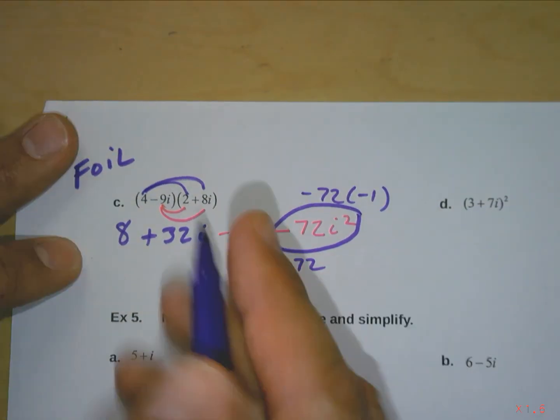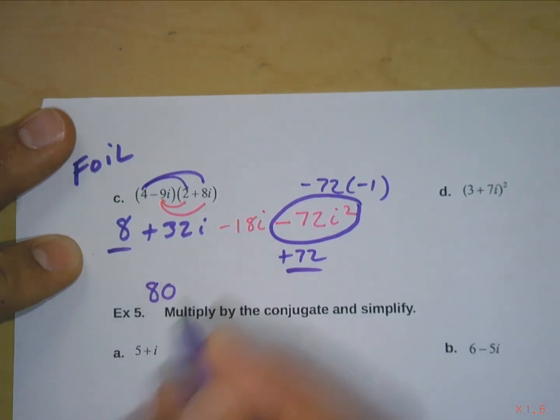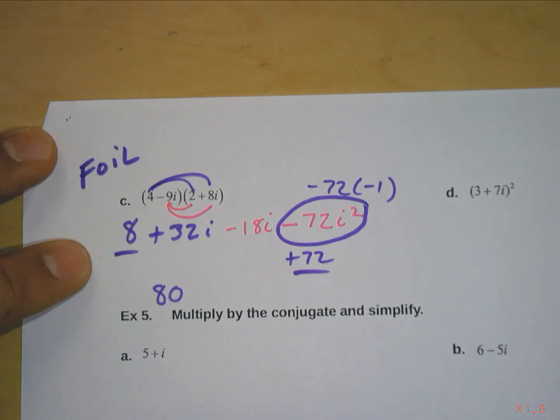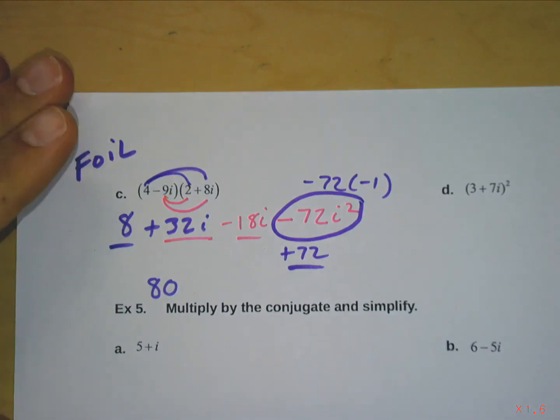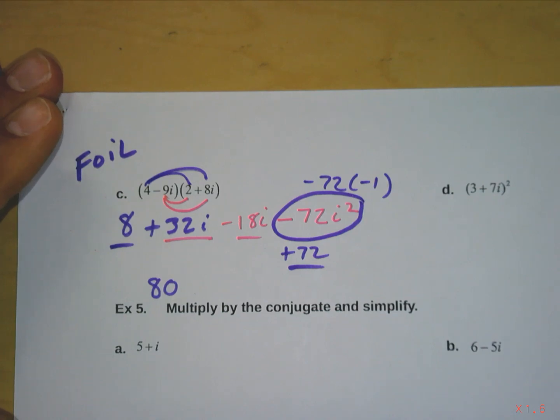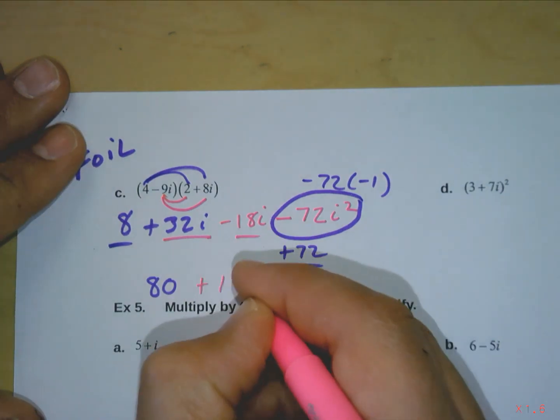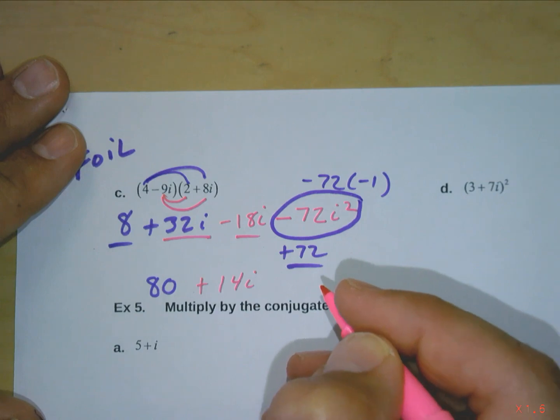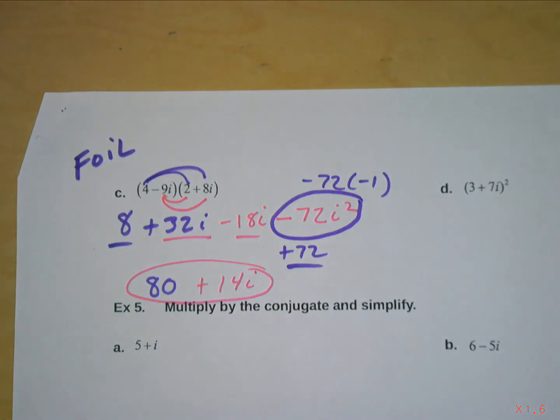Okay? So I combine my like terms. I got 8 plus 72, which is 80. And then I combine my i's together. I take 32i and subtract 18i. What's 32 minus 18? It's less than 18. 14, I think. Unless I'm rusty. Is it 14i? Yeah? And there you go. Final answer, 80 plus 14i.